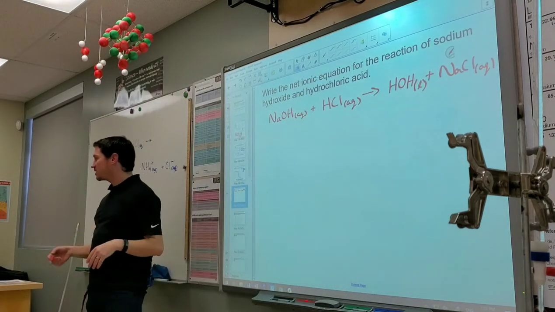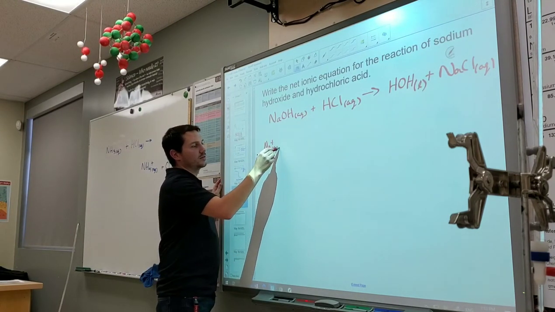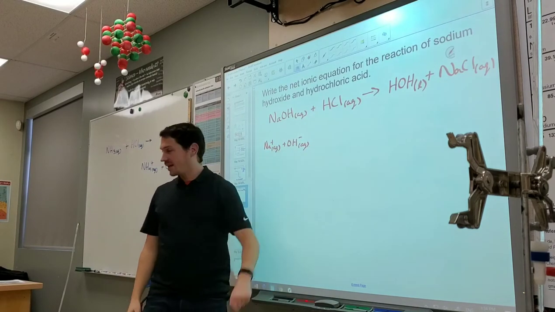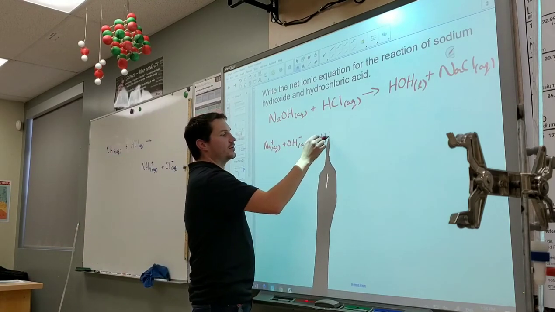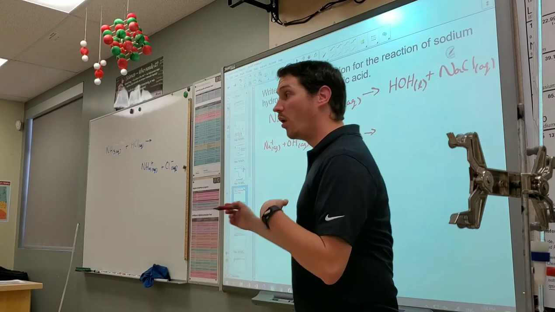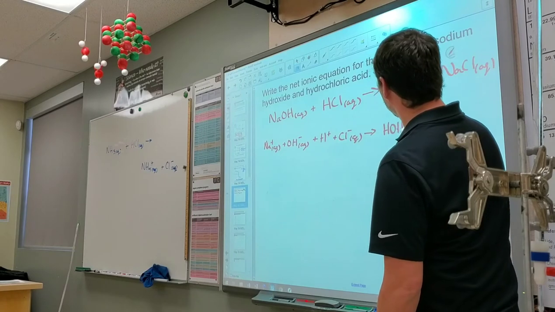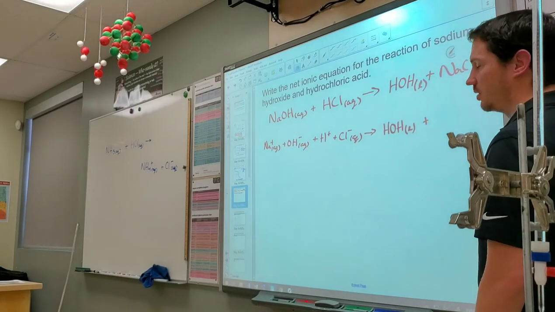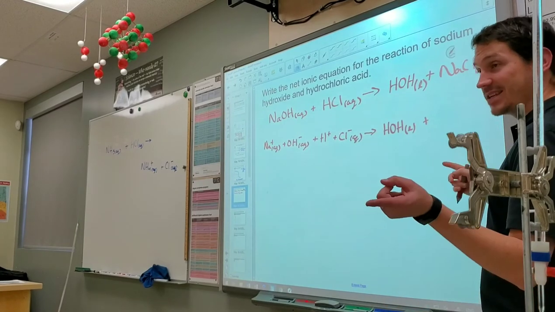So sodium hydroxide, is that going to split up? Yes, it's totally going to split up. You're going to get sodium ions and hydroxide ions. Hydrochloric acid, is it going to split up? Yes. So I'm going to get hydrogen ions and chloride ions. Water, is water going to split up? No. Sodium chloride, is it going to split up? Yes. Why? Yes, it's ionic and it's highly soluble, right?